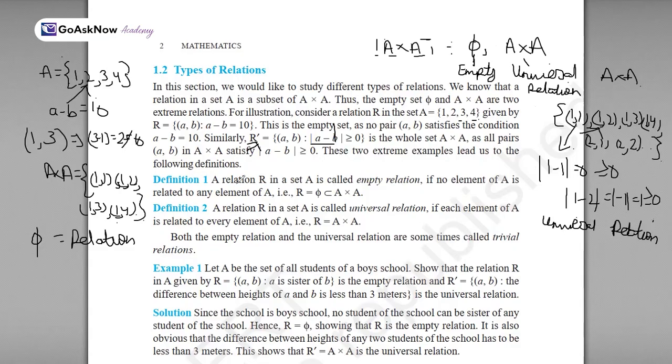So the definitions are written here. A relation R in a set A is called an empty relation if no element of A is related to any element of A. That is, R is equal to phi, and it is a subset of A cross A. Similarly, a relation R in a set A is called a universal relation if each element of A is related to every element of A. That is, R is A cross A. Both the empty relation and the universal relation are sometimes called trivial relations also. Okay, so we will proceed further now.